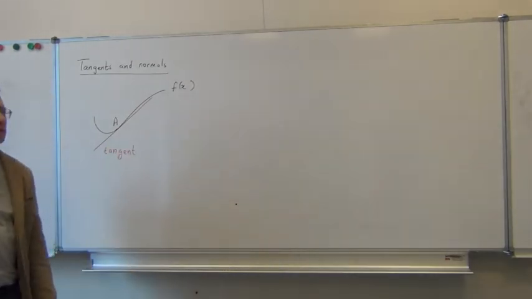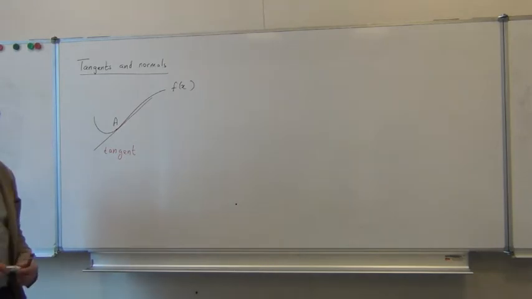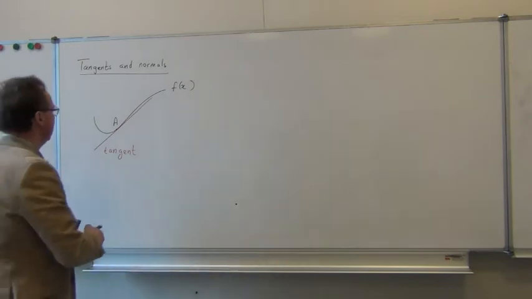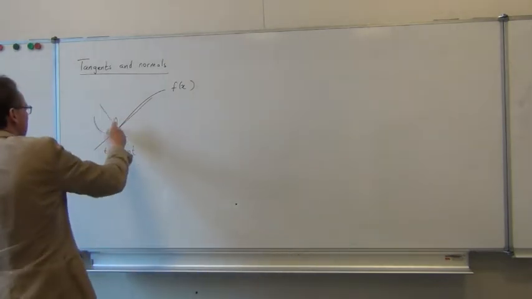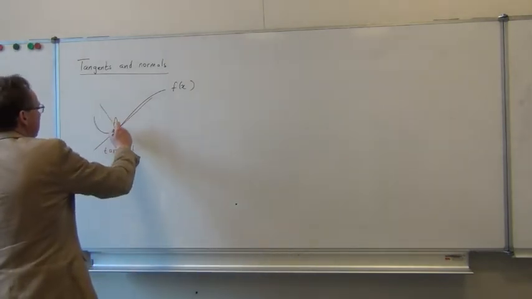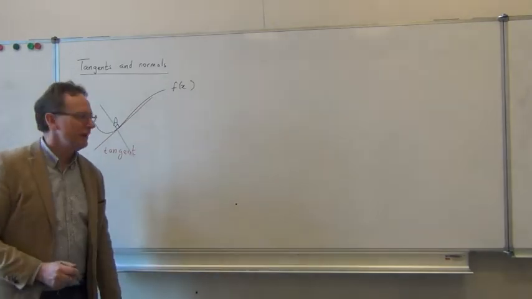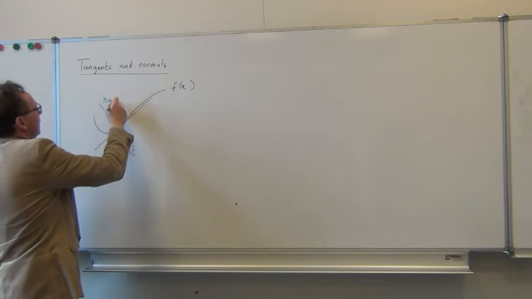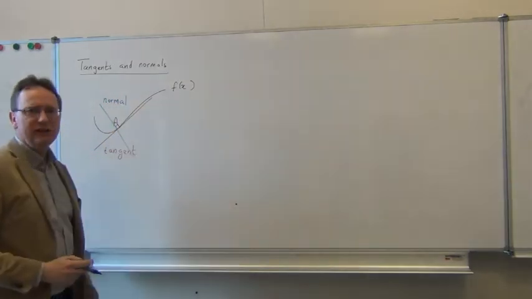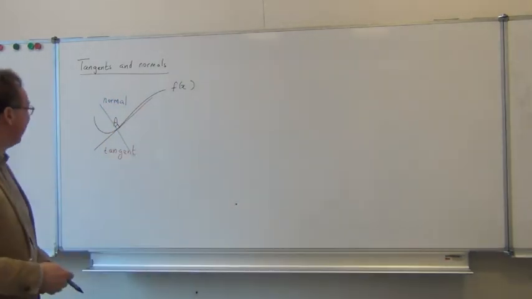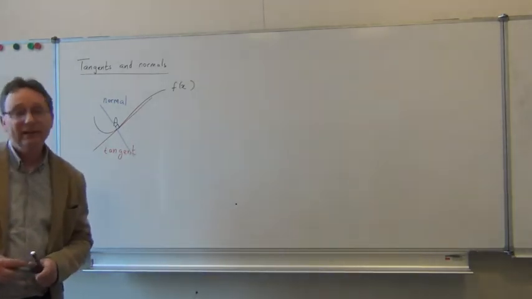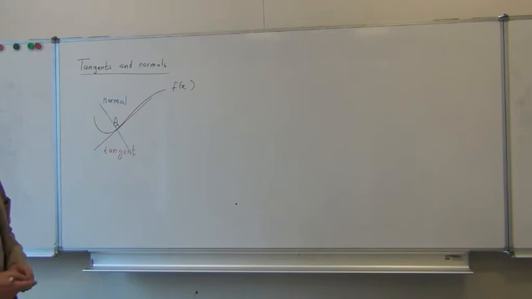It's also sometimes interesting to look at a normal. That's a line that's not having the same slope, but it's actually perpendicular to the curve at that point. So it has a 90-degree angle, and that is called a normal. And today we're going to see how the derivative can be used to find the equation of the tangent and the normal. Let's start with a basic example.